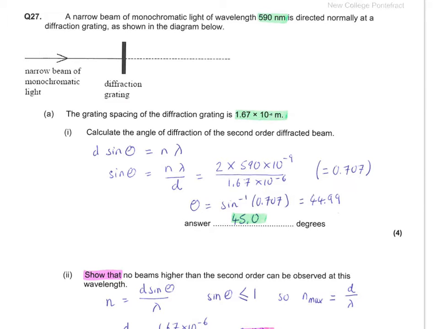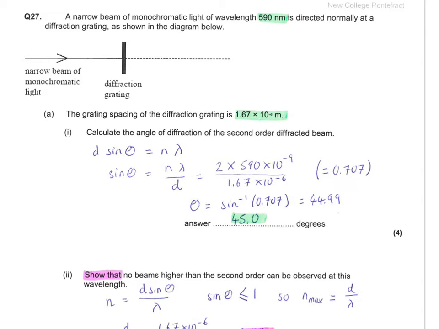This is the Waves homework booklet, question 27. Here we have a fairly standard diffraction grating question where monochromatic light approaches the grating at right angles as shown. This is the meaning of the term normally in the question. We have been given the wavelength of the light and also the grating spacing.